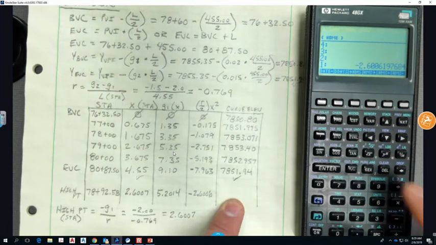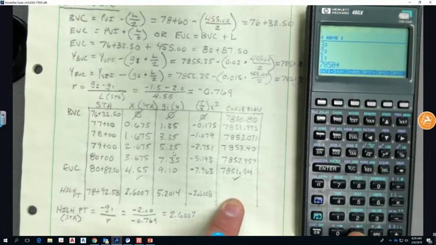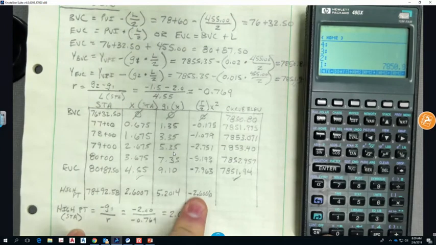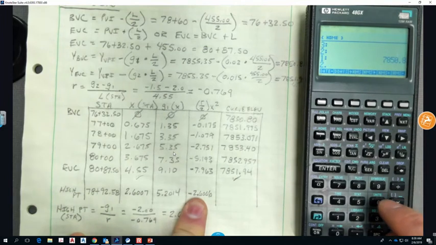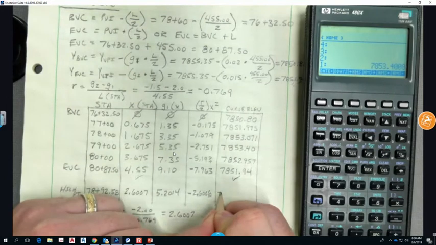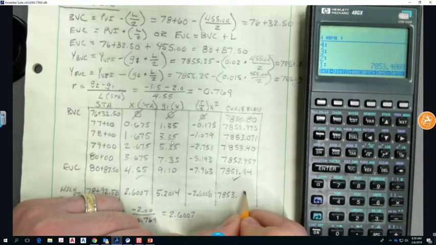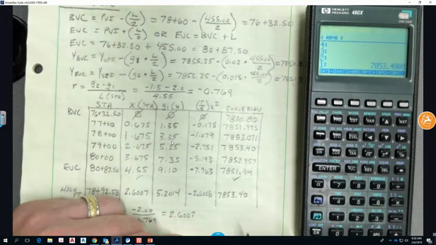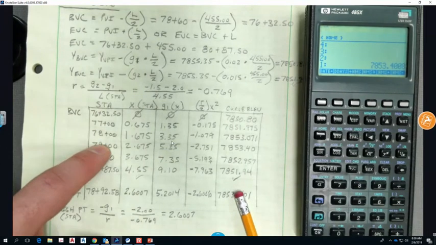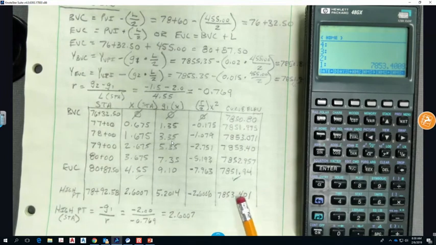Now we can figure out elevation. So I'm going to take this, the BVC elevation, 7850 plus 80, enter. So we always start with that. And then I'm going to take and put in the negative 2.6006, add it to it, and then I'm going to add the G1x, which is 5.2014, add that, and our high point elevation is 7853.41. Okay? So it's pretty much, the high point is pretty much 7900, but this is the exact high point of that vertical curve. Okay?